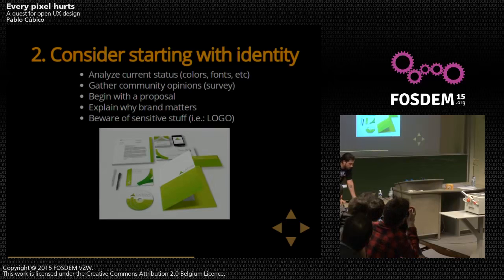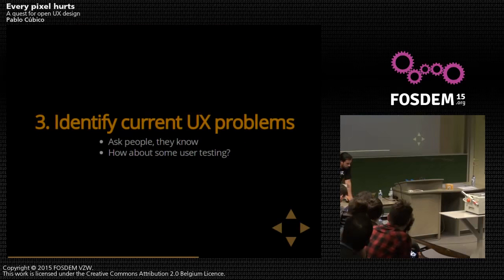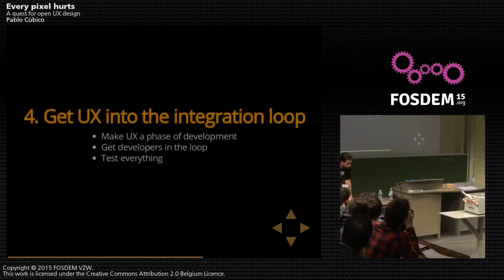And this is one that I found. Consider starting with identity, because those projects many times have a lack of identity. So there's not even a choice of fonts and colors and things that will lead to the user experience later. Well, identify current UX problems, ask people, do some user testing, try to get UX into the integration loop, into continuous integration. There's a place for UX. Most people don't know where to put it, but there is a place.